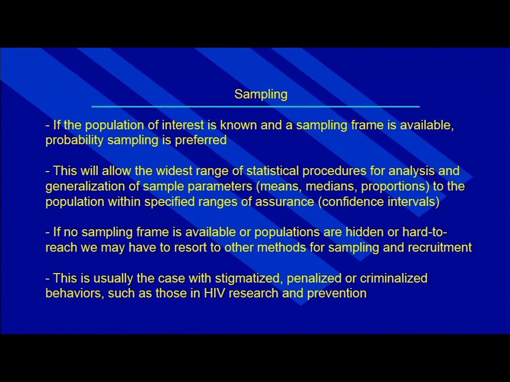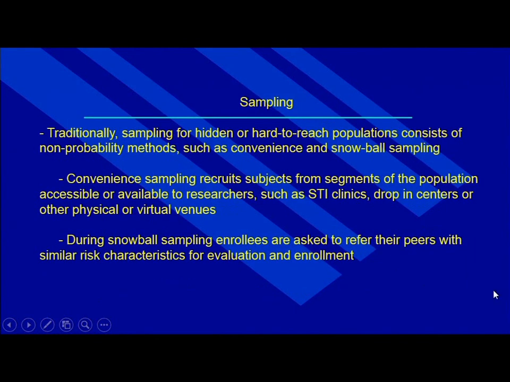But if we don't have a sampling frame and the population is not actually known, or hidden or hard to reach, we may have to use other methods to enroll people in research. And there we go back to the main subject of this meeting, HIV research. We have talked a lot about statistics earlier. We heard a lot about statistics and causal inference and bias and confounding. All of these apply to the approaches that I will discuss with you today.